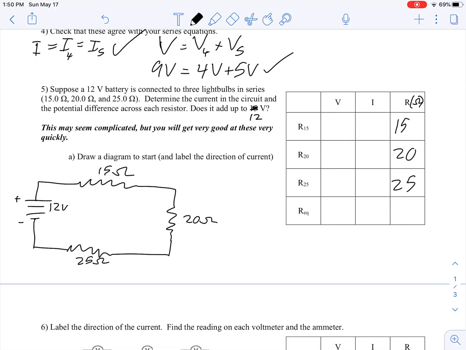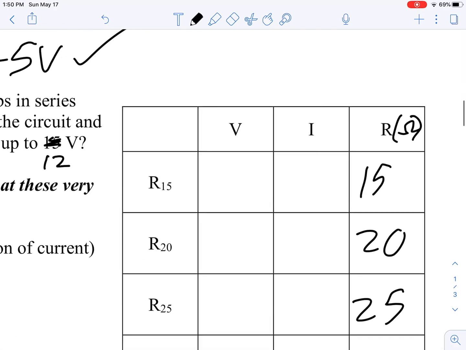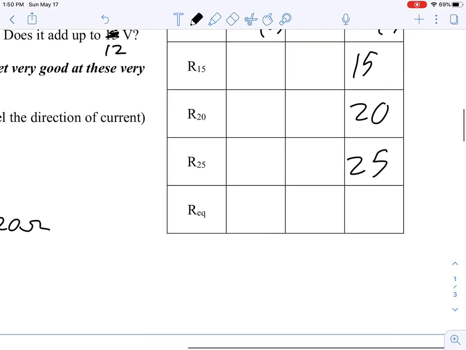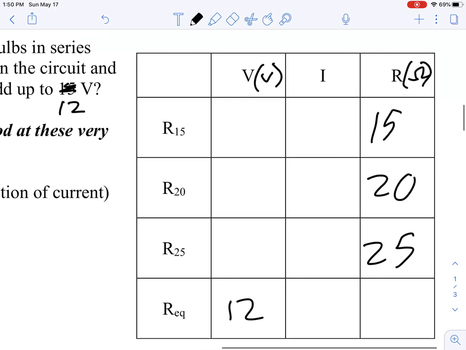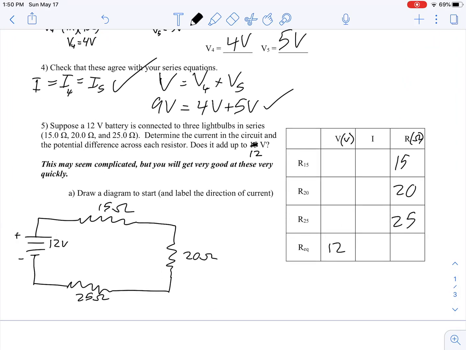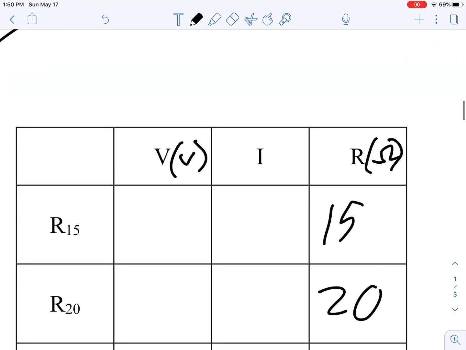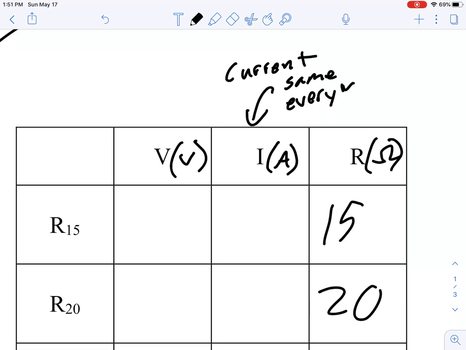It looks like the voltage of the battery is 12 volts. So where am I going to put that? I'm going to put the voltage of the battery down by R equivalent. Because we know the voltage across each of those resistors is going to be a little different. Now in a series circuit, we know that current is the same everywhere. I meant to put an A there. So we know that current is the same everywhere. That's just good to know.